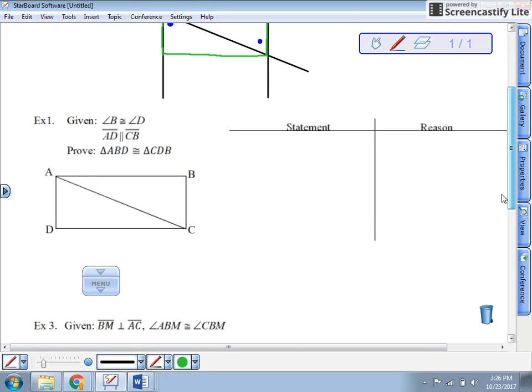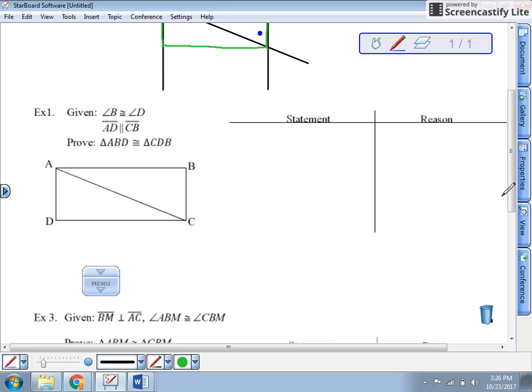So there's a picture very similar. It says given angle B is congruent to angle D. So I want to mark that. Angle B right here is congruent to angle D. All right, and it says that AD is parallel to CB. So now parallel does not mean congruent. So I'm going to put these parallel symbols. Again, that does not mean congruent. It means that they are parallel. But if they tell us parallel, you know what we're thinking now. All right, that says prove those two triangles are congruent.